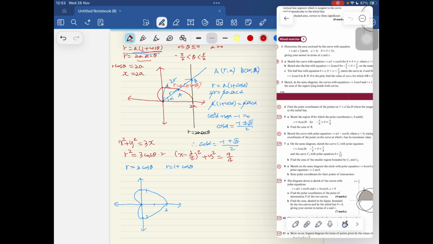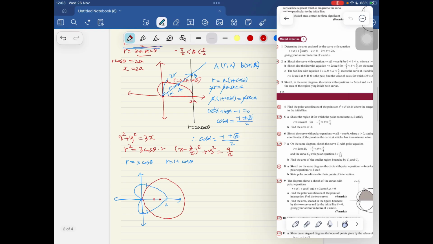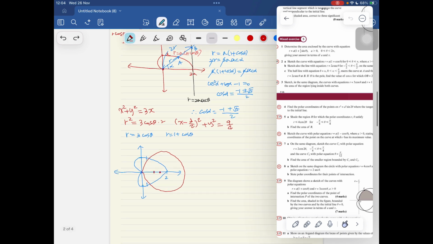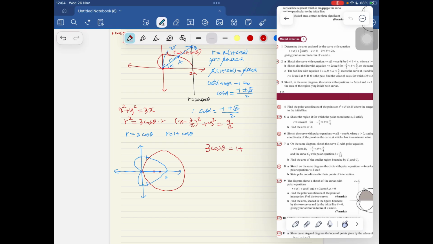So the center is at 3 over 2 and 0, and the radius is also 3 over 2. So the circle looks like this. Here it says inside both curves, which means this region. Now we need to understand what the intersection is. So 3 cos theta equals 1 + cos theta.